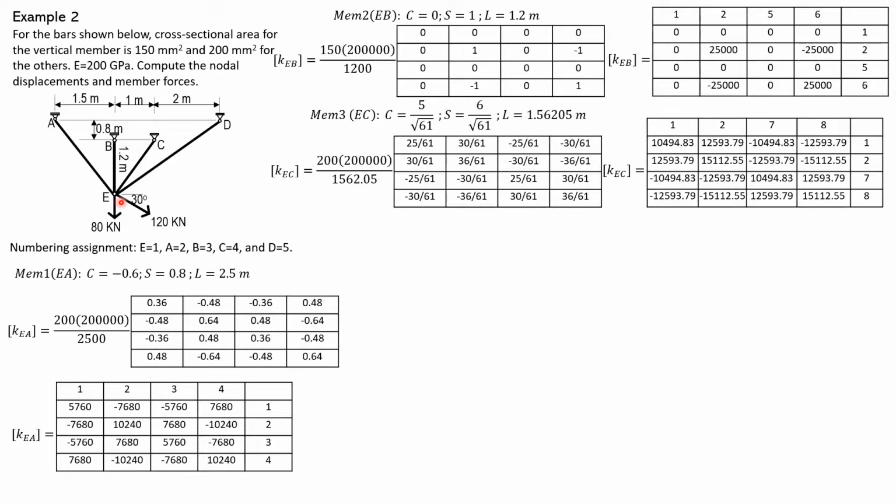By the way, E to C is 1, 2, 3, 4. So 4 times 2, 8. So 1, 2, 7, 8. Then finally, for member ED, D is marked 5, and therefore it is 1, 2, 9, 10. So member 4, ED.